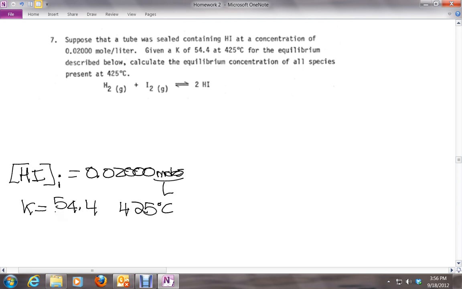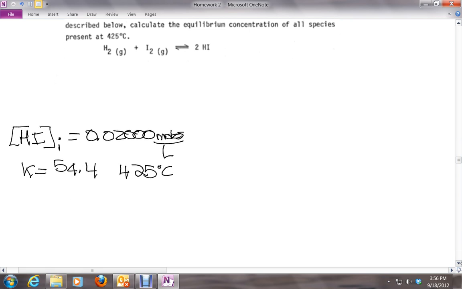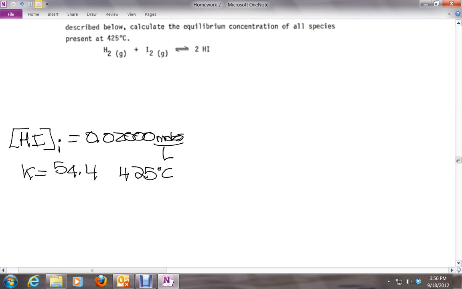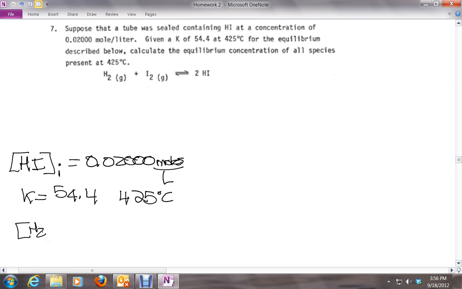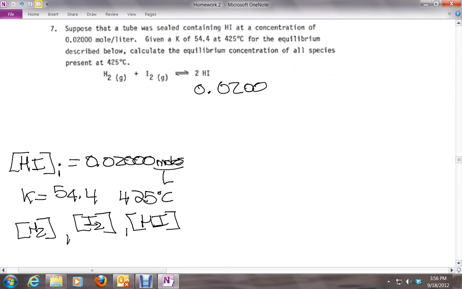Calculate the equilibrium concentration of all species present. So the question is, what is the concentration of all the species at equilibrium? The concentration of H2, the concentration of I2, iodine, hydrogen, and the concentration of hydrogen iodide. Now, they're only giving me the initial concentration of HI, hydrogen iodide. So that means the only concentration initially that we have is 0.02000. Let's do the ICE table so we can determine the concentration at equilibrium. So here the concentration of HI is 0.02000.